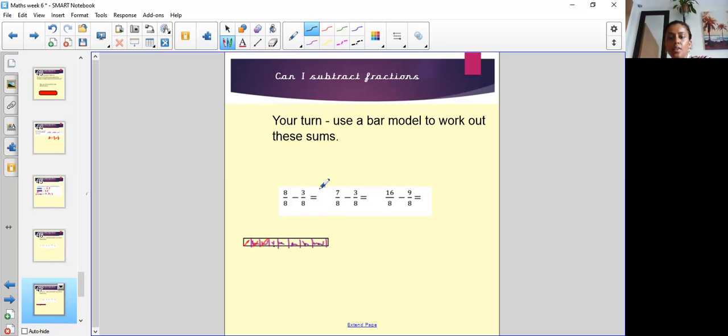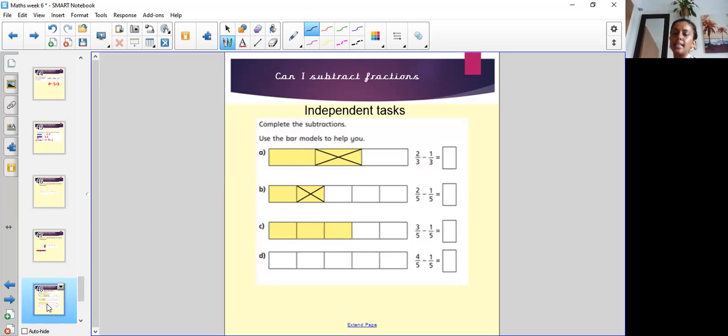So I know it's going to be 5 eighths. Also, I know that 8 minus 3 equals 5. See if you can have a go and then post your answers onto Tapestry. Now you can do this on your whiteboards as well, but there's an example of one. So let's have a look at the independent tasks.